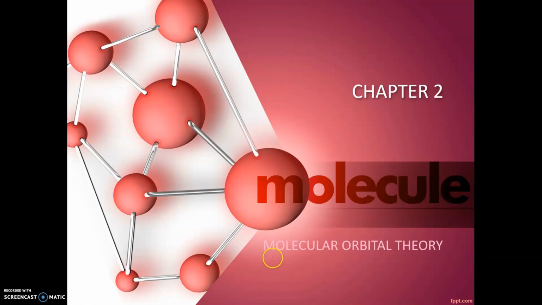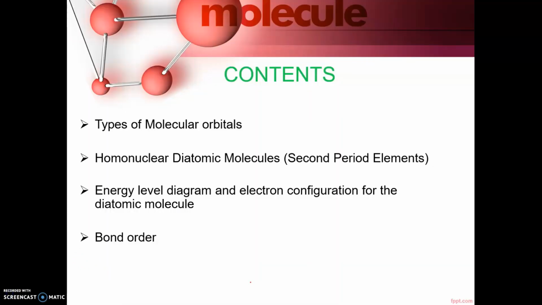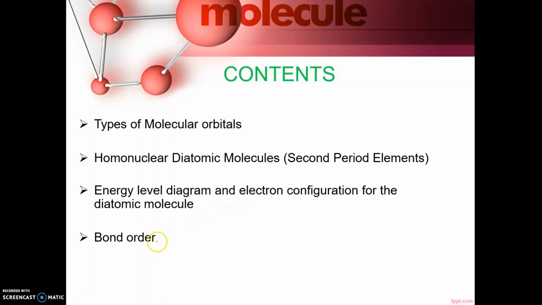This video, I'm going to discuss Chapter 2 for code CHM361 in organic chemistry, with the subtopic molecular orbital theory. In this chapter, we're going to discuss first the types of molecular orbitals, and then homonuclear diatomic molecules for elements in the second period of the periodic table, the energy level diagram, and also the electron configurations for the diatomic molecule, and lastly how to calculate the bond order.